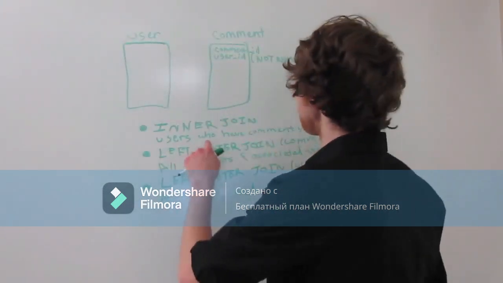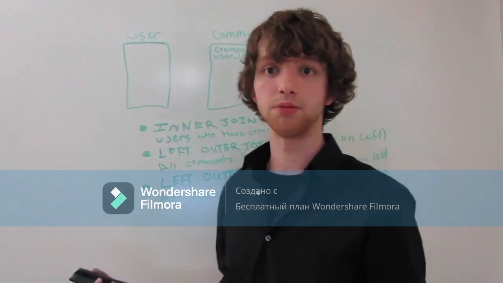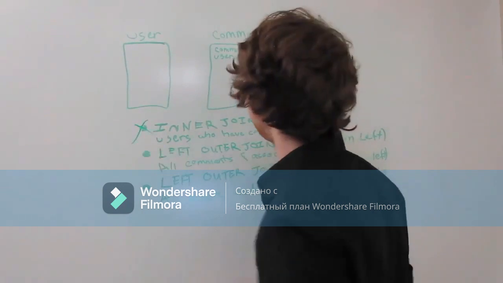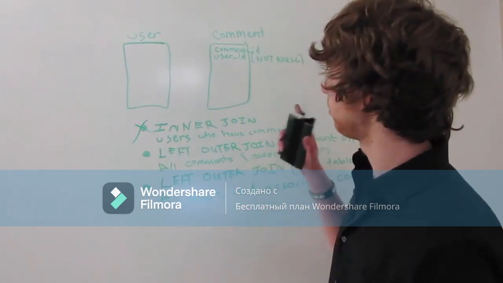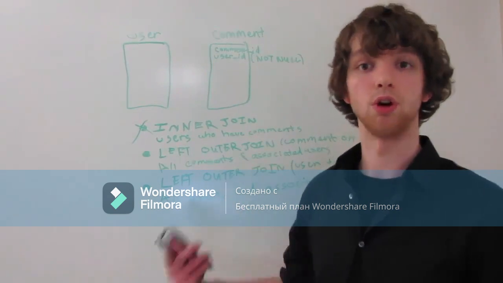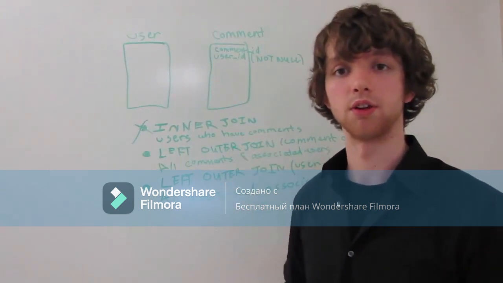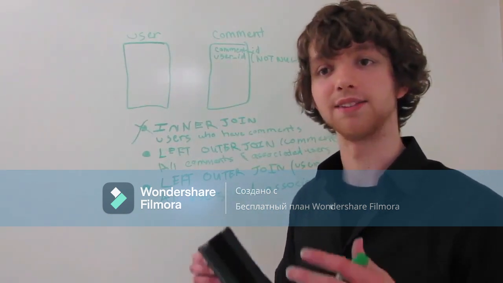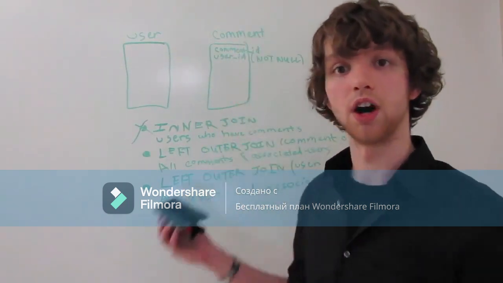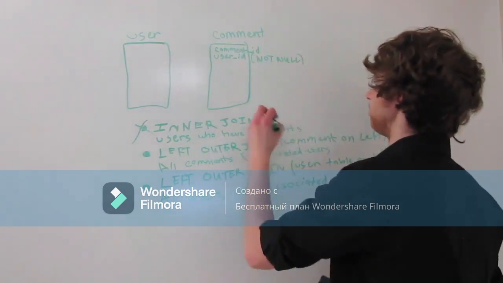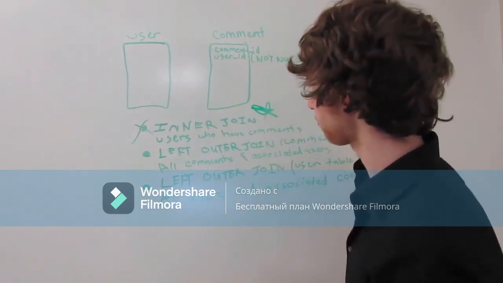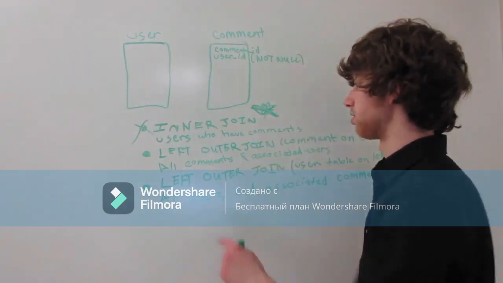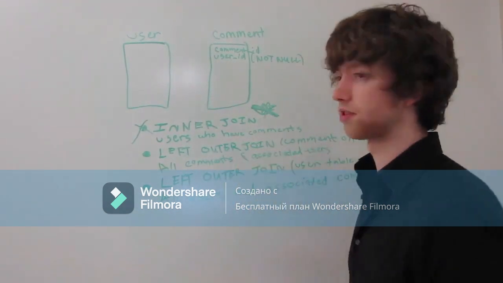So, users who have comments. Well, only some users are going to post comments, so that's going to be X on the user end. But all of the users who have comments, that's going to include all of the comments because all of the comments are labeled as not null. So every user who posted a comment has a row within the comment table. So it's going to return them all on the user end. That's a star.